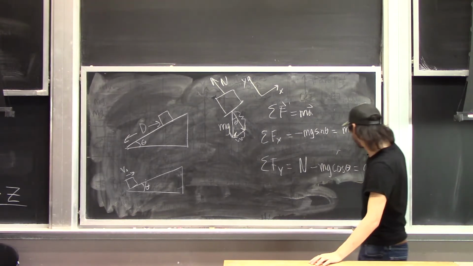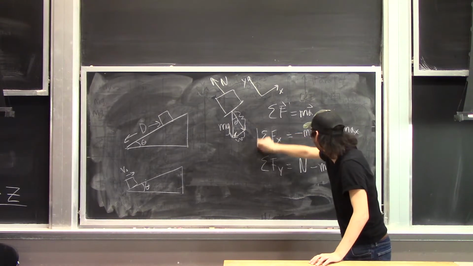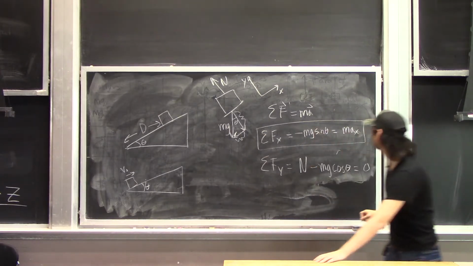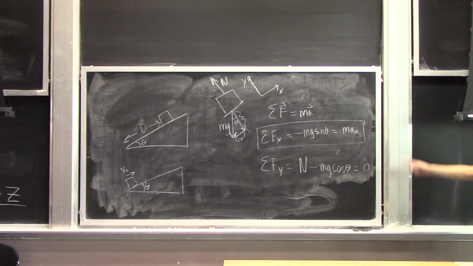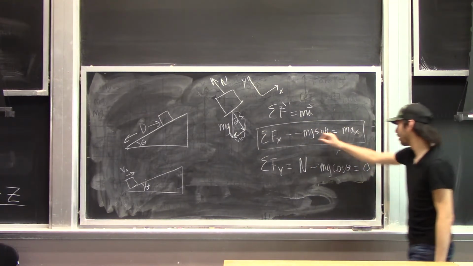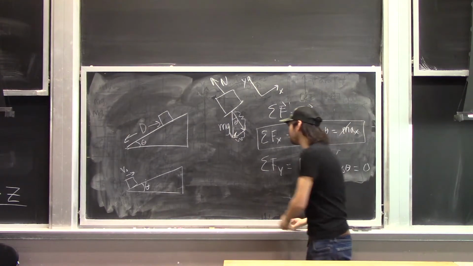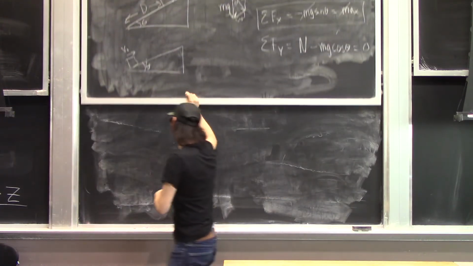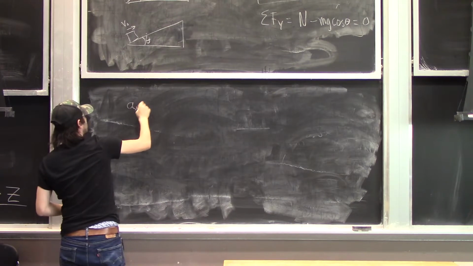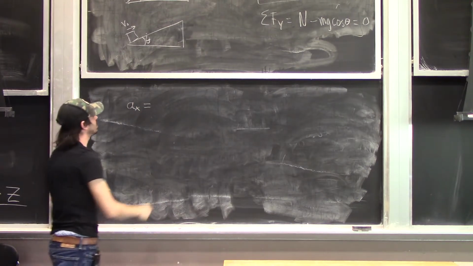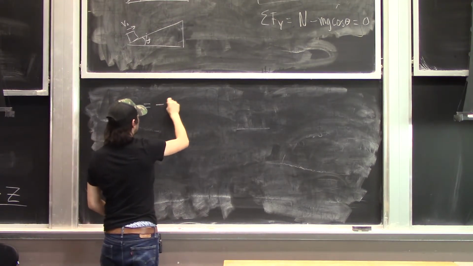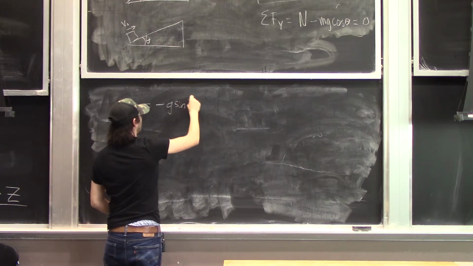Okay, so let's go back to looking at our sum of forces in x equation. We can reduce this a little bit by dividing both sides by the mass. When we do that, we see that the acceleration in the x direction is just going to be equal to minus g sine of theta.